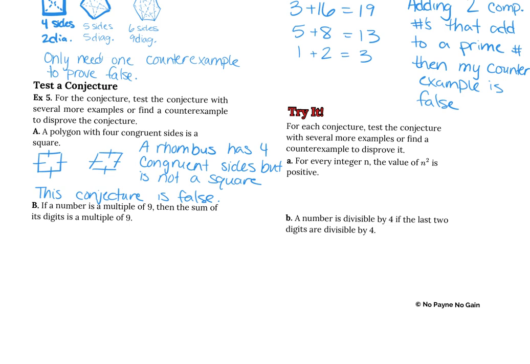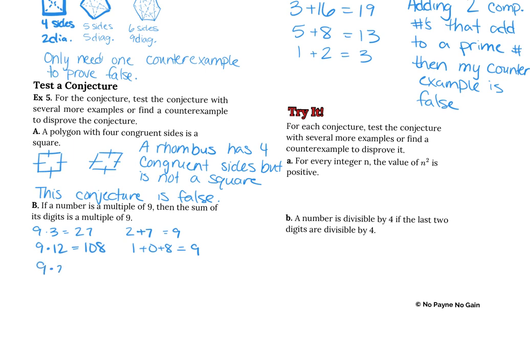All right, next B, if a number is a multiple of 9, then the sum of its digits is a multiple of 9. Okay, so let's try a couple. So 9 times 3, I'd get 27. Well, if I add 2 and 7 together, I get 9. Well, that is a multiple of 9. About 9 times 12, I'd get 108. 1 plus 0 plus 8, I would get 9. Well, that's a multiple of 9.